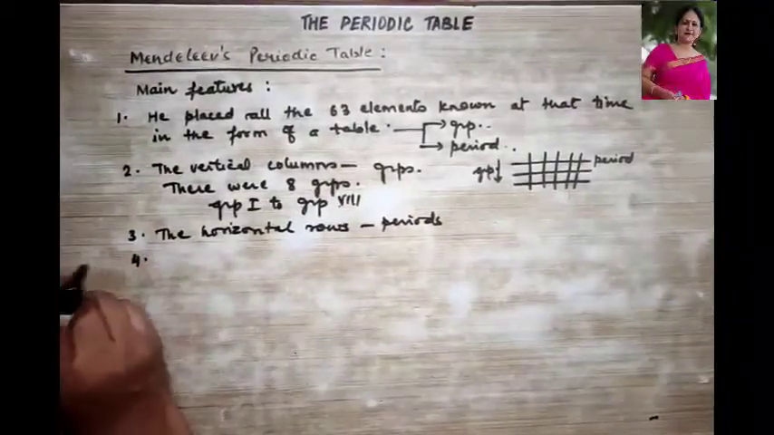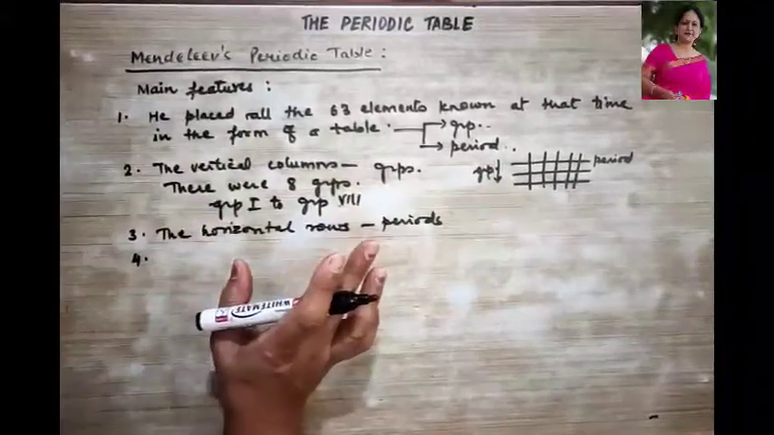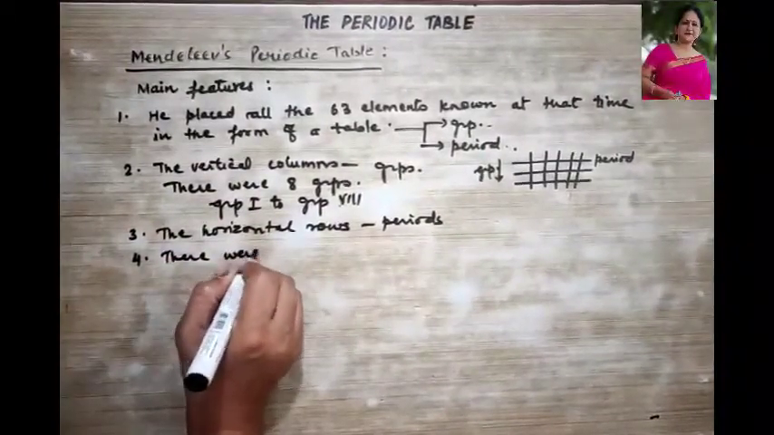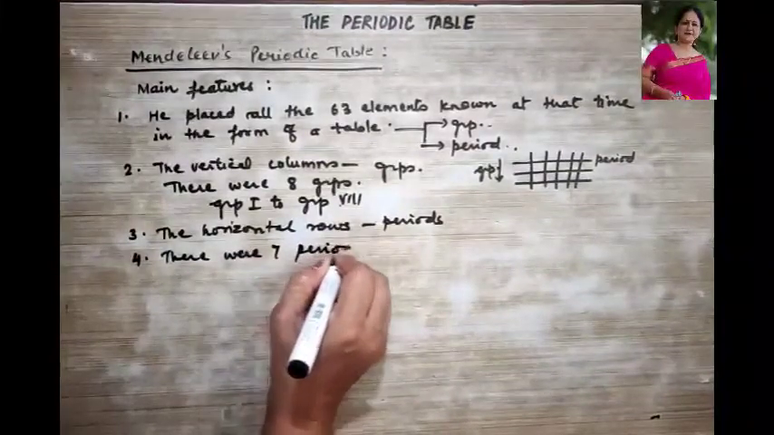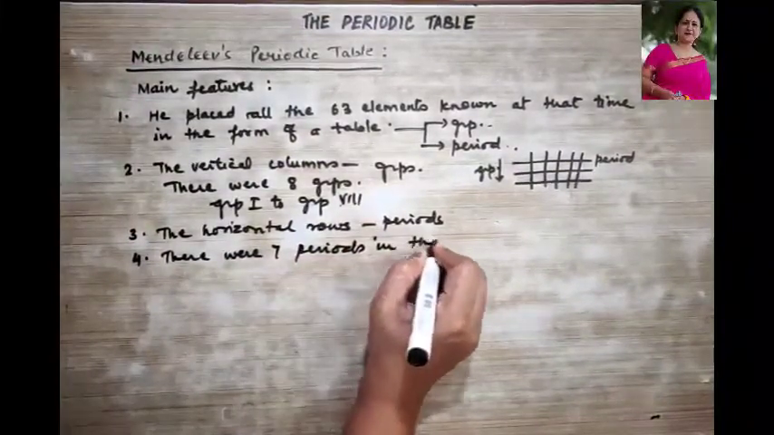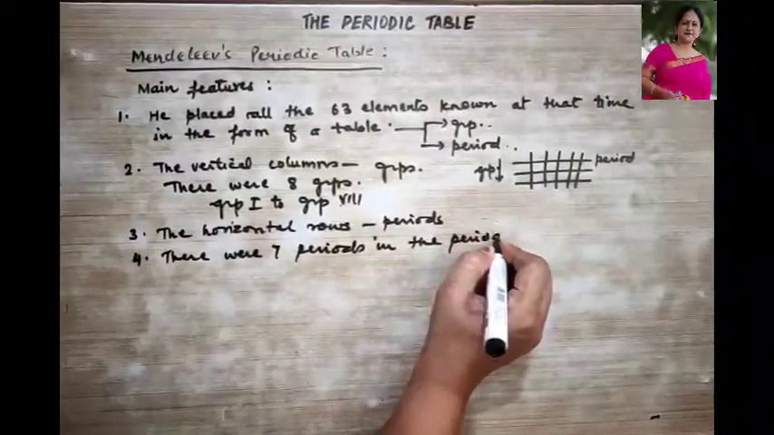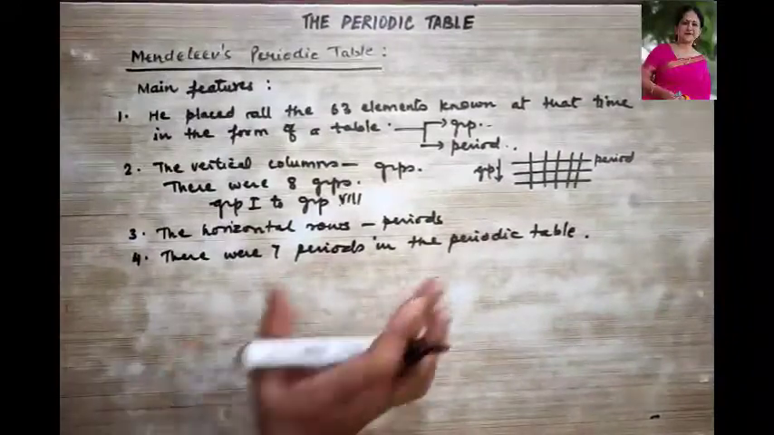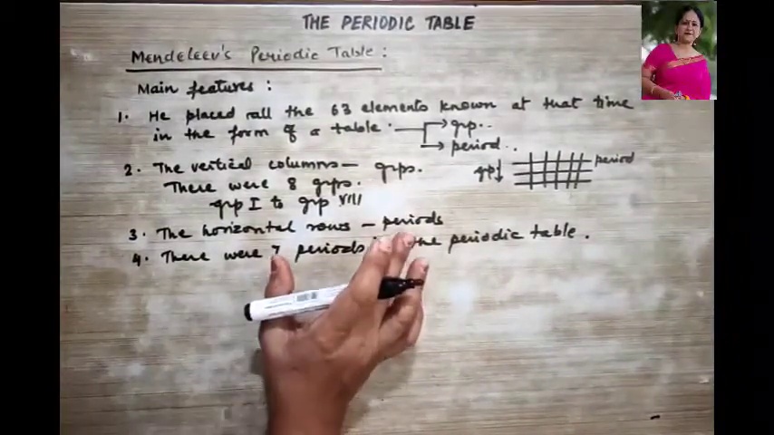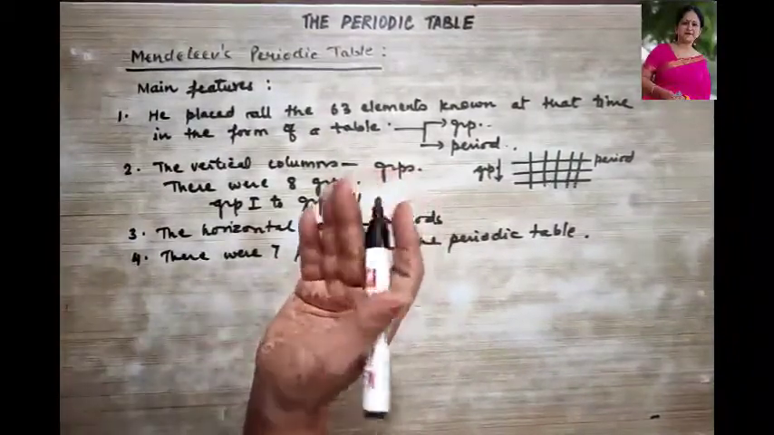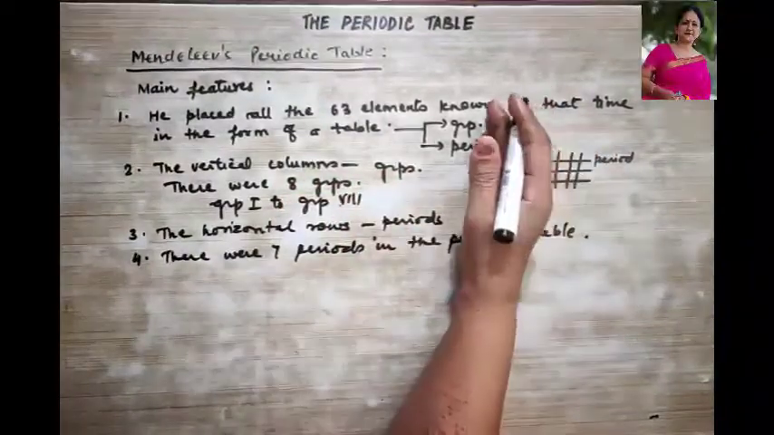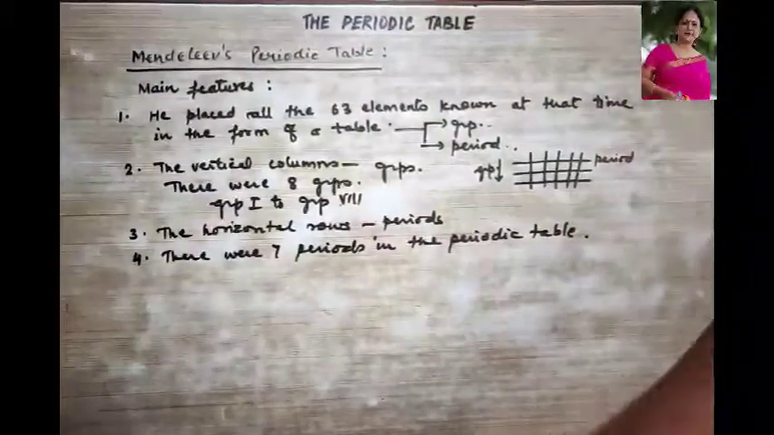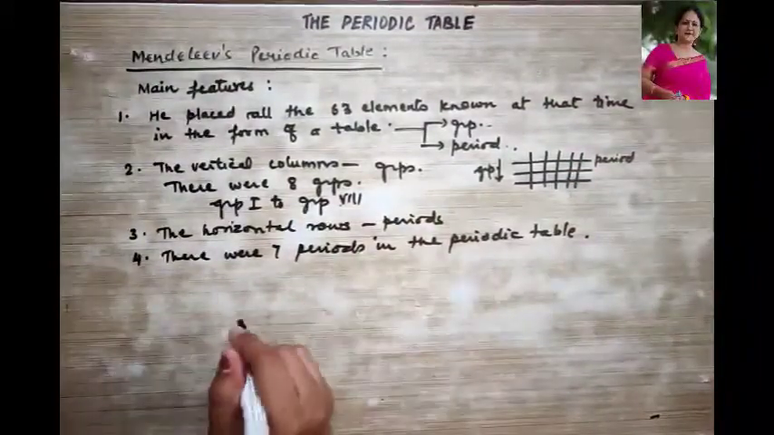Then the fourth point was that there were 7 periods in the periodic table. Okay, and in a period, the properties of the elements gradually changed from metallic to metalloid to non-metal to noble gases. This was the arrangement done.